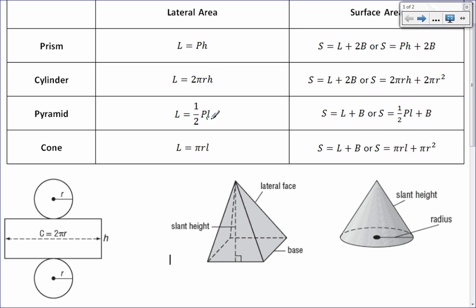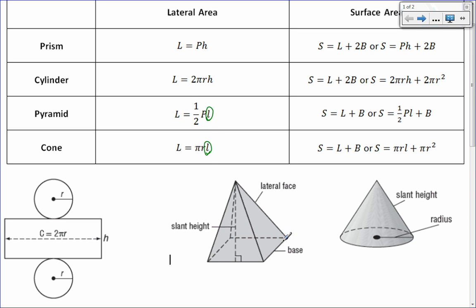Alright, let's look at the pyramid and cone formulas, because there's something unusual that you'll see about these. And that's this little L. Notice there's no height in either of these formulas, or even in the regular surface area formulas. Surely it matters how tall the pyramid or cone is. Well, this L is not length, like we normally think of L.